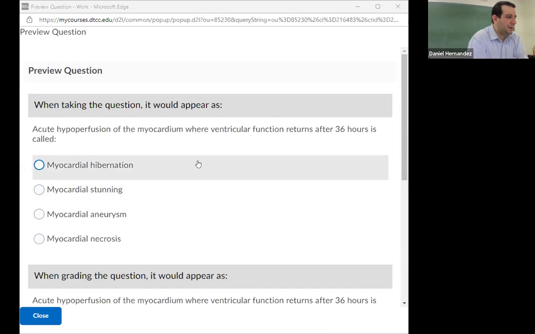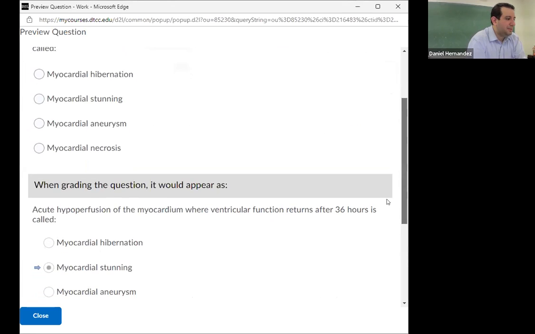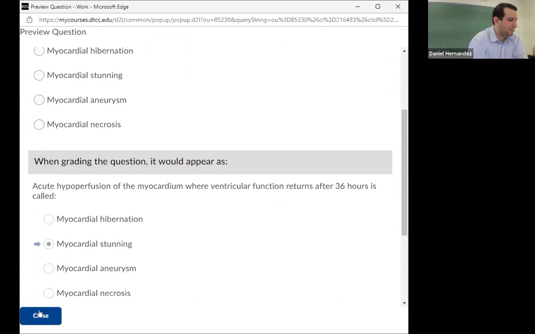So this is an acute event. Myocardial stunning is with an acute event. Myocardial hibernation is with a chronic event, over a long period of time. So a long duration event, something the patient's had for a long time.